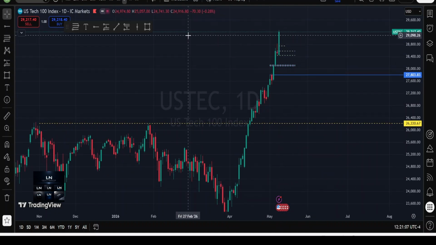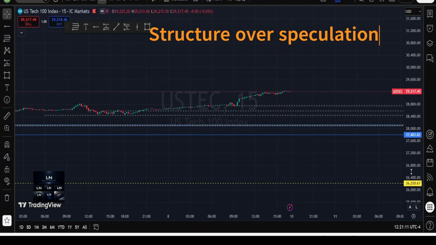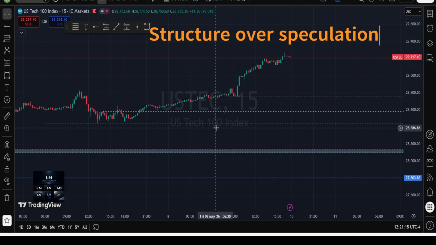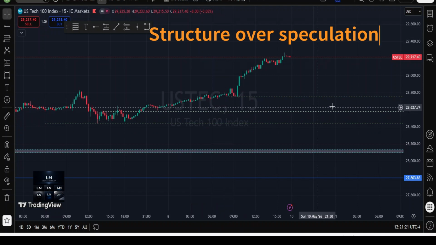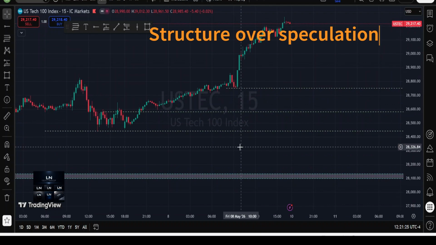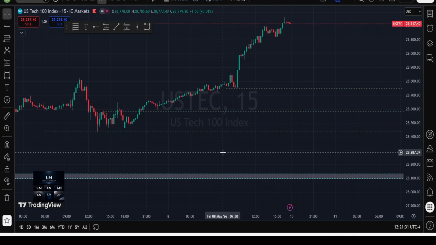But we watch out for this level on Nasdaq for our buy opportunity. The level we've already mapped out, liquidity resides on this level on Nasdaq. These are the areas we are looking at on Nasdaq to take a buy this week. And remember, it is not prediction, it's structure over speculation. This is our narrative this week.